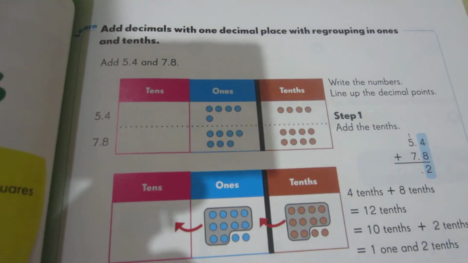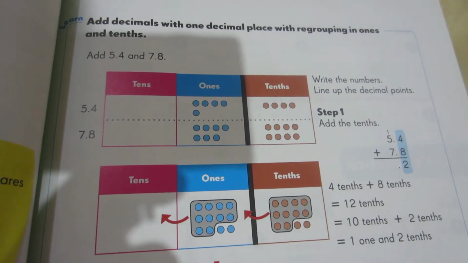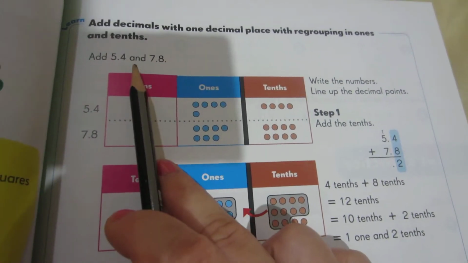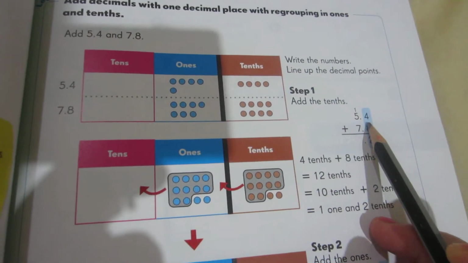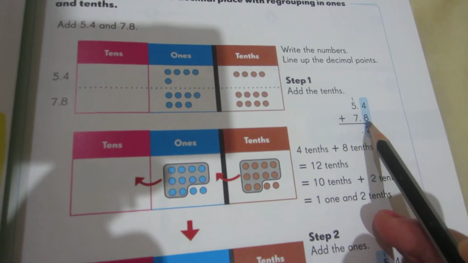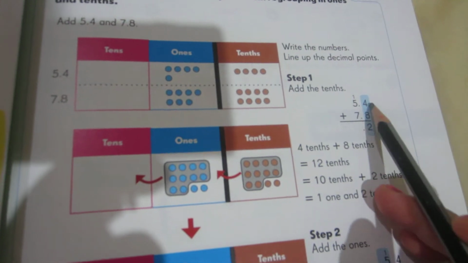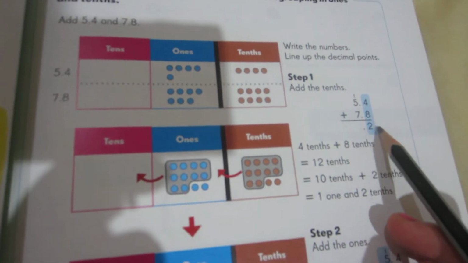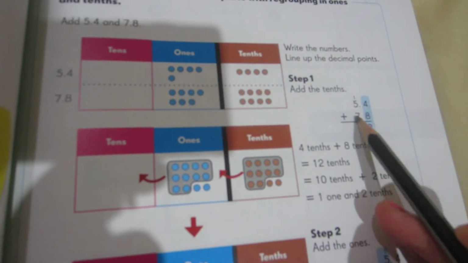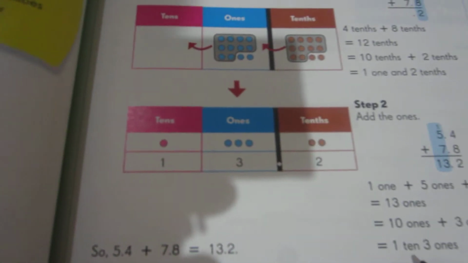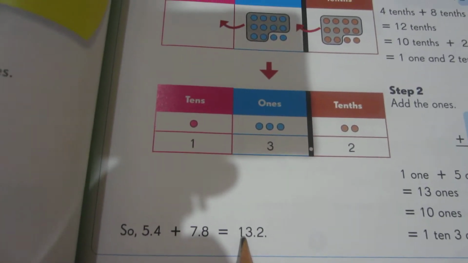Adding decimals with 1 decimal place with regrouping in ones and tens. So we have 5.4 plus 7.8. We can put it like this. 5.4 plus 7.8. And then we add up starting from the decimal points. When we get 12, 2 in here and 1 in here, so we add up the ones. After that, you can see that it will become 13.2.